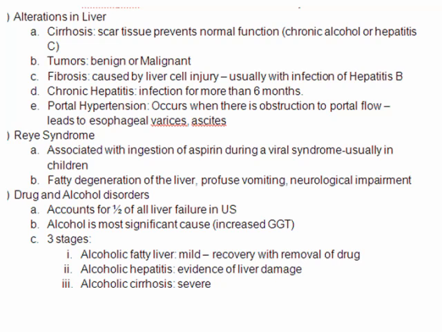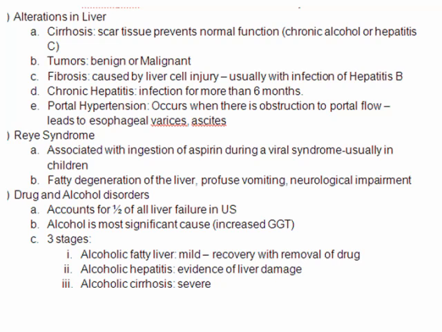Other situations associated with the liver, Reye syndrome. This is with association of children taking aspirin and having a viral syndrome, usually a high fever. That leads to fatty degeneration of the liver, profuse vomiting, and neurological impairment. Drug disorders, drug and alcohol accounts for over half of all liver failure in the U.S.